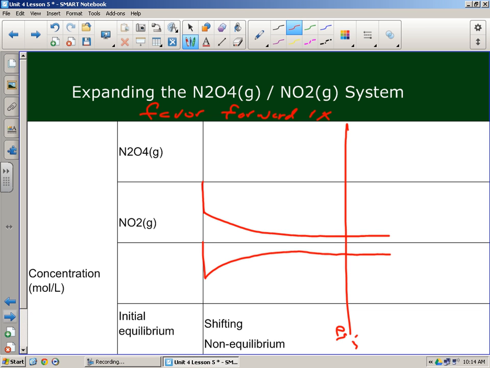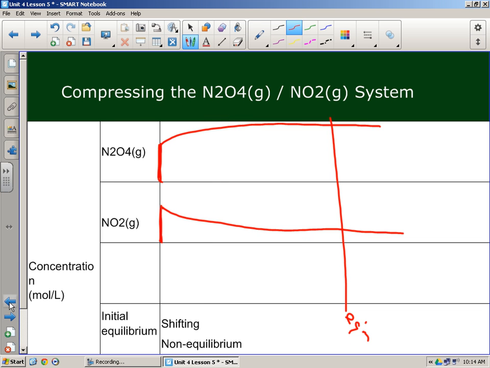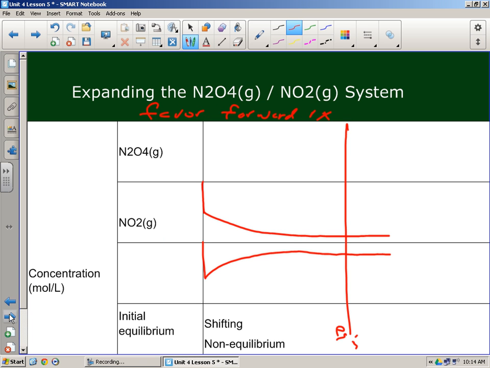Okay, that one favors the forward reaction. And for the one before this one, we would favor the reactants, or favor the reverse reaction. I'll just write that down there: favors reverse reaction, or favors the reactants. So if I compress it, it favors the reactants. If I expand it, it favors the products.